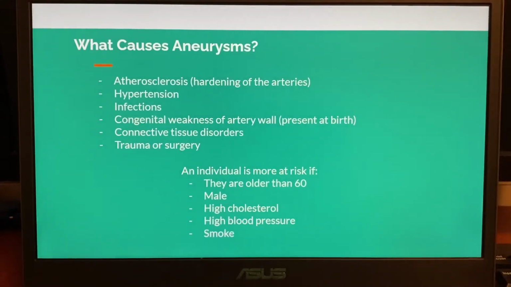So what causes aneurysms? Atherosclerosis, which is the hardening of the arteries, hypertension, infections, congenital weakness of the artery wall, which usually is present at birth, connective tissue disorders, and trauma or surgery to that specific area. And you're more at risk if you're older than 60, male, have high cholesterol, have high blood pressure, or smoke.